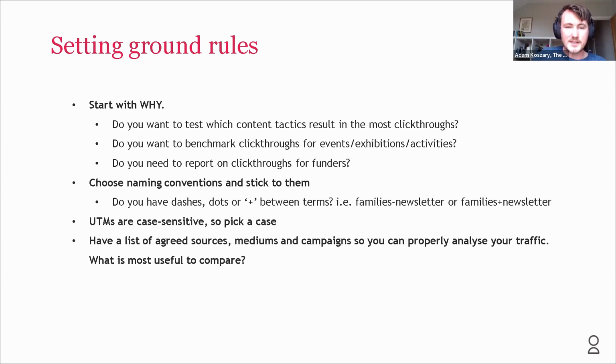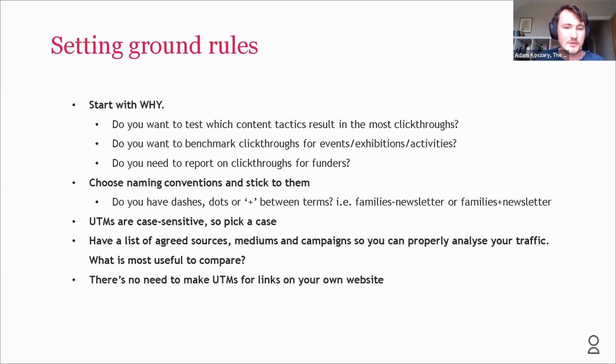And I think I've already done this point. You need an agreed list of sources, mediums, and campaigns. But that kind of goes for things like Instagram as well. You could have an Instagram as a whole for links, say in your bio. You could have a specific source for Instagram stories. You just need to make sure you've got a list of agreed terms for each of your pots.